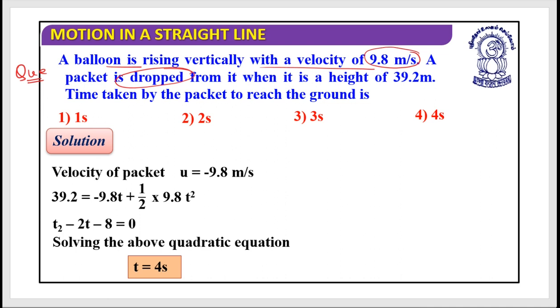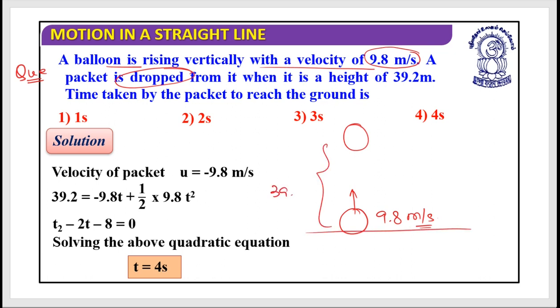Now tell me, how could I do this? The situation is, let's say this is the balloon and it is moving in upward direction with a speed of 9.8 meter per second. When it is at a height of 39.2 meter from ground level, a packet is dropped.